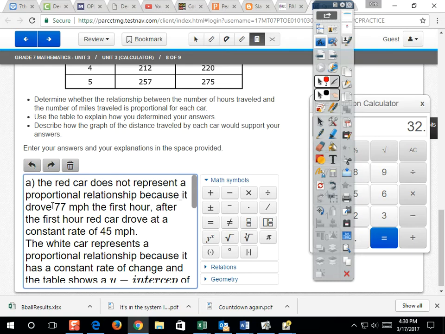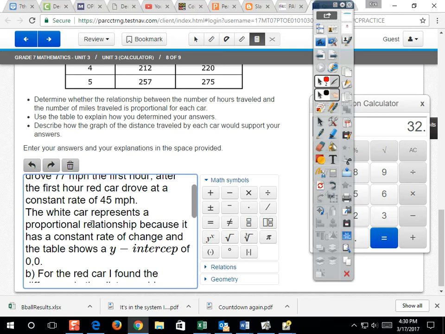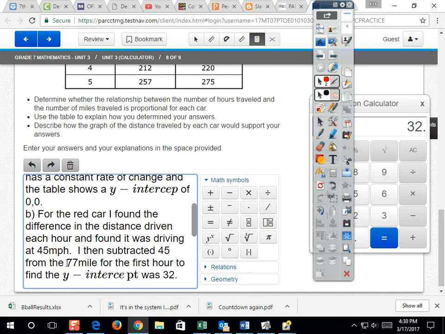Okay. Because it drove 77 miles an hour for the first hour, and after the first hour, the red car drove at a constant rate of 45 miles per hour. That is not proportional, because you'd have to have a constant rate of change for a proportional relationship. The white car does represent a proportional relationship because it has a constant rate of change, in this case 55, and it has a y-intercept of (0, 0).